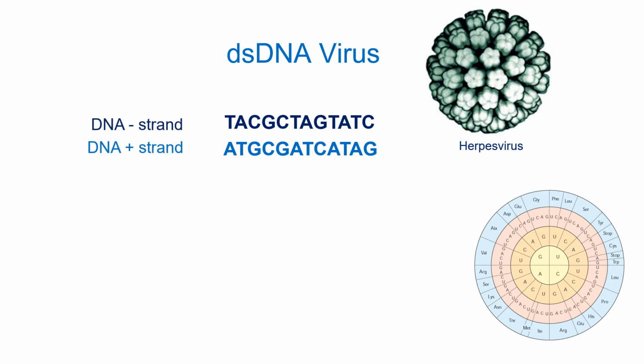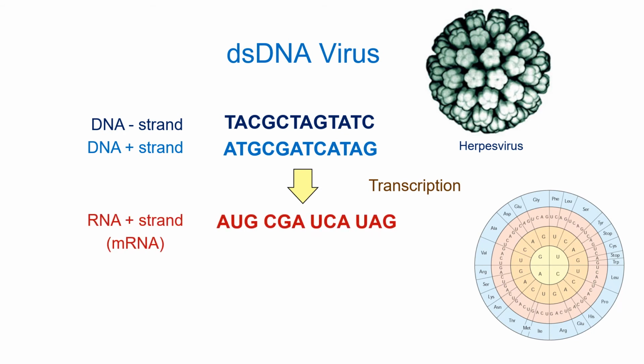I'm going to use this hypothetical sequence for all of my examples. Because this is a double-stranded DNA virus, we're going to have a negative strand and its complementary plus strand. Now remember, the first step in decoding this information is transcription. So this DNA is going to be injected into a host cell where it's going to be transcribed into this messenger RNA. And notice once again that the plus strand of DNA has the same sequence as the messenger RNA.